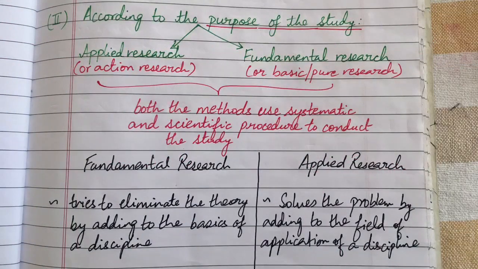Coming to the second type, which is according to the purpose of the study, this type of research method can be divided into two categories, applied research and fundamental research. Applied research is also referred to as action research, and fundamental research is also called basic or pure research.